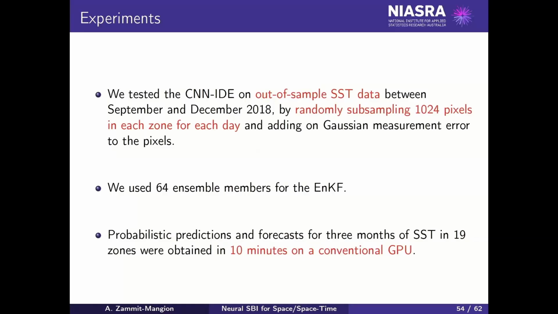Everything we're talking about today is just computational. We're not inventing new inference methods, it's really just speeding things up. So probabilistic predictions and forecasts for these 3 months on 19 zones took only 10 minutes on that very simple GPU, which is, again, a total game changer.